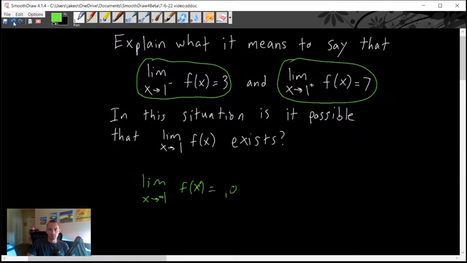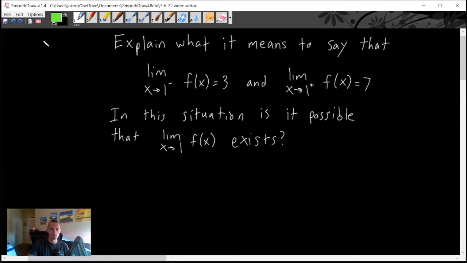So that is really all that is given in terms of what the limit as x goes to 1, from the left or from the right. The fact that it tells you that it equals 3 and it equals 7 basically just tells you that our left-sided limit as we approach x equals 1 of f of x is 3, and our right-sided limit as x approaches 1 from the right side of f of x is 7.